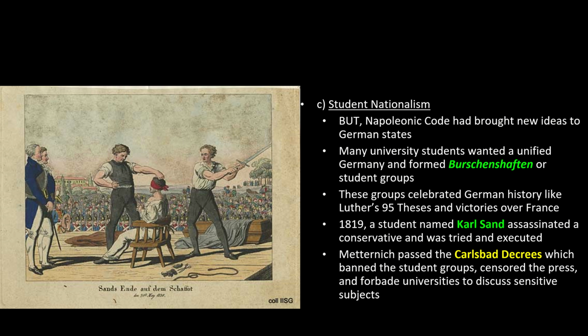You limit freedom of speech, right? And they forbade universities to discuss sensitive subjects. They said, from now on, you can't discuss things like nationalism in the university. But guys, I'll be honest with you, universities are the place that you're supposed to discuss sensitive subjects. So one of the main things you're going to see conservative governments in the 19th century do is censor freedom of speech and forbid people from meeting together, because in that way, you can keep these uprisings from happening. Make sense? Pause if you need to.